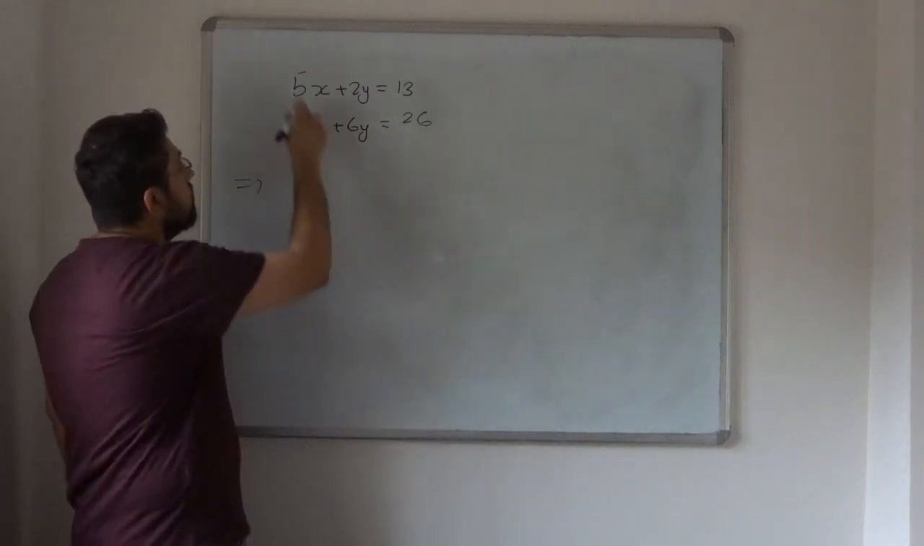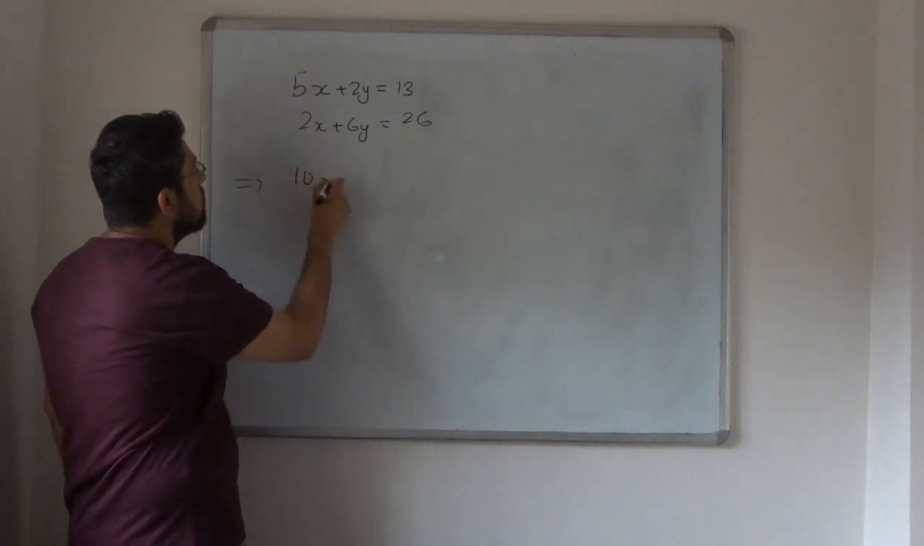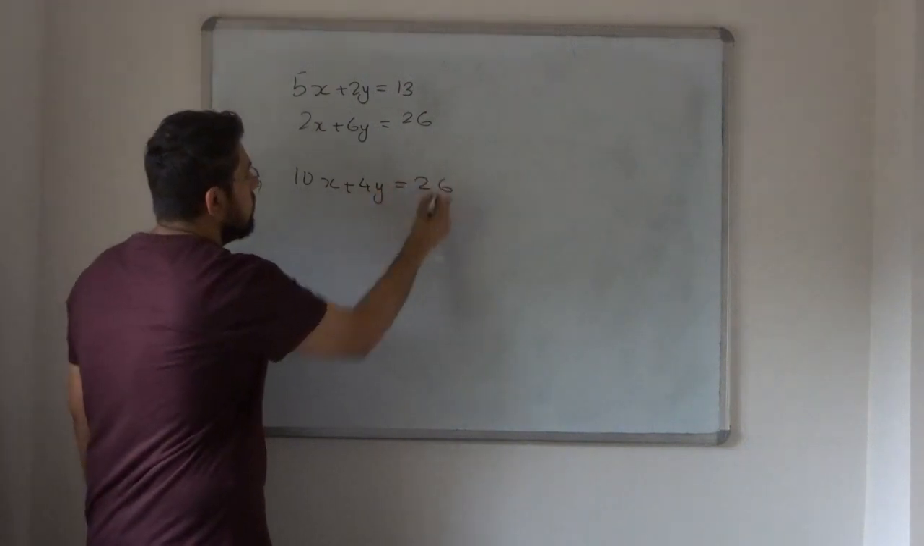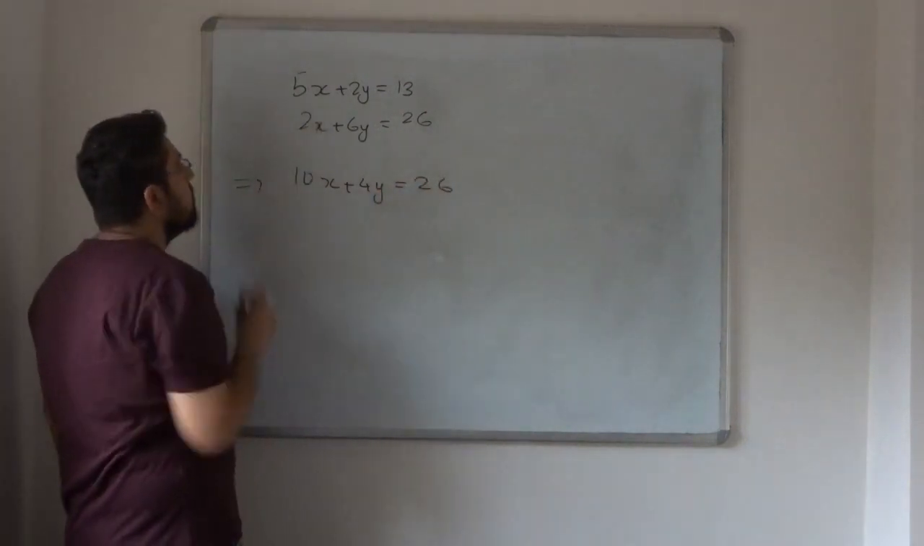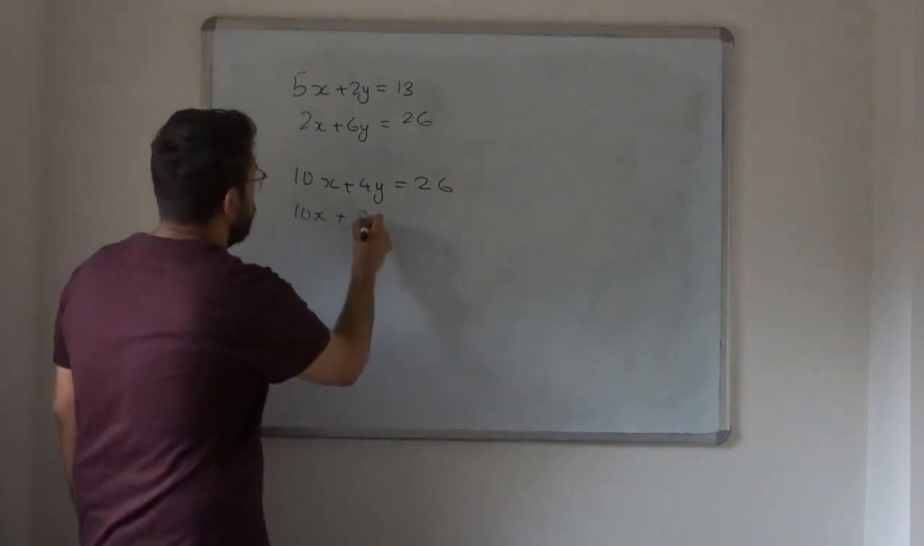So you multiply the first equation by 2. So you get 10x plus 4y equals 26. Okay, and now you multiply the second equation by 5. So you get 10x obviously again, plus 30y.